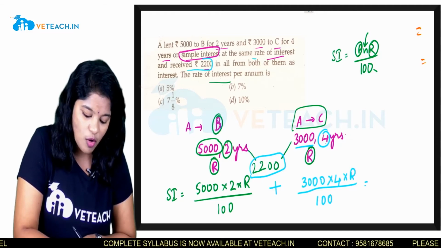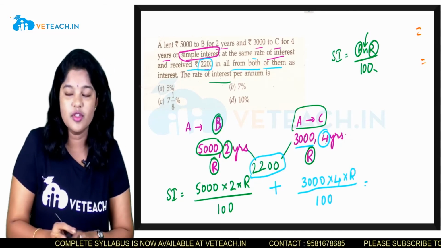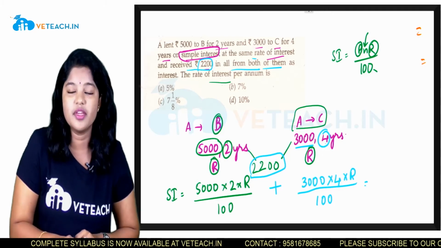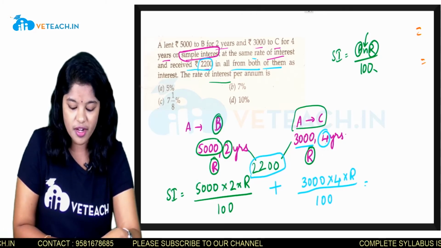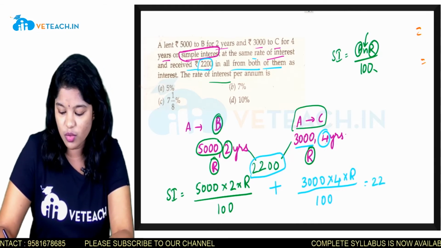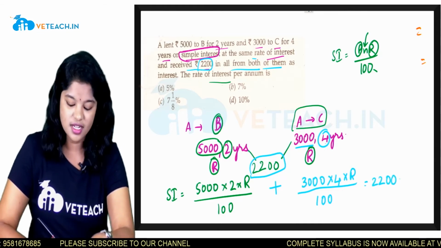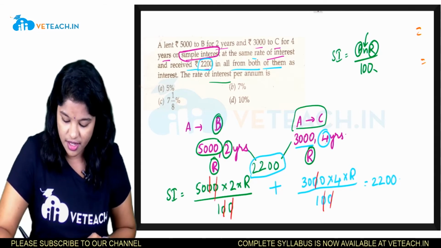He received an amount of 2,200 rupees in all from both of them. So the interest from both of them he got as 2,200 rupees. So now add the simple interest of B plus simple interest of C. It should be equal to 2,200 rupees. Calculate the value. 100 gets cancelled here and here.